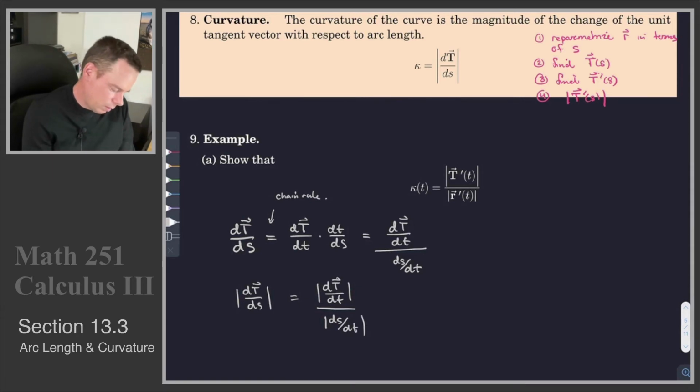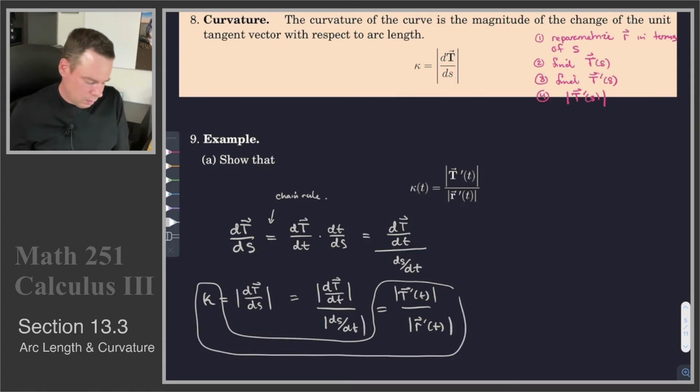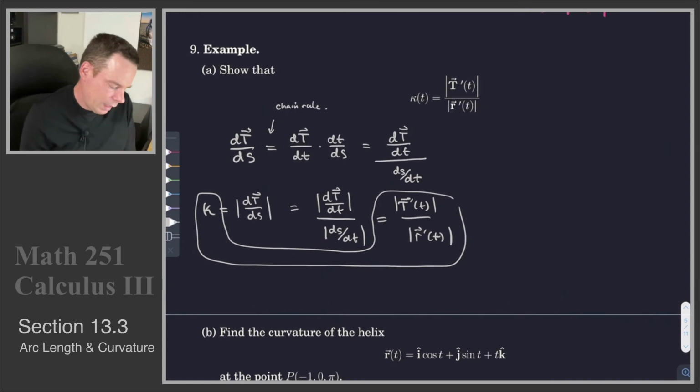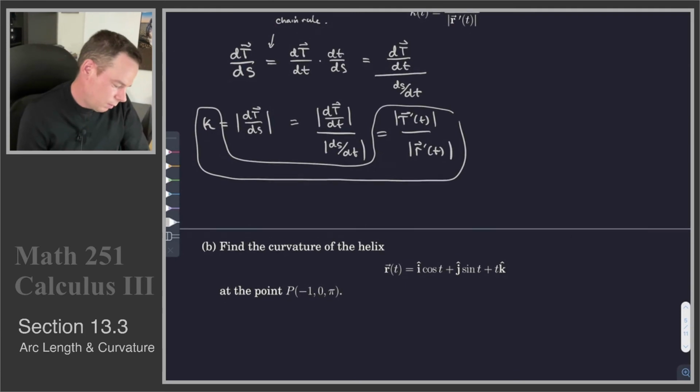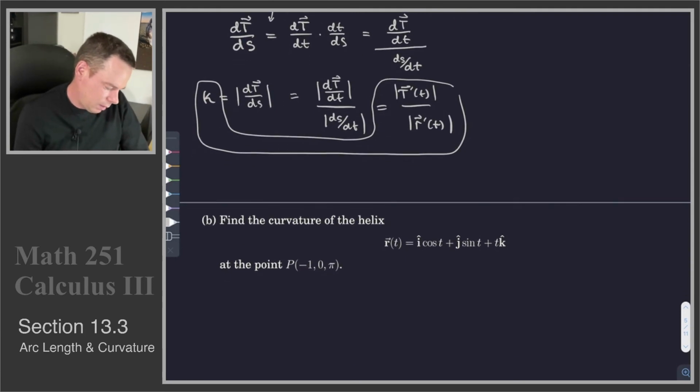And what are these things? Well, the dT/dt, the thing up top, is T prime of t, and that's a magnitude. What is ds/dt? Well, that's the magnitude of r prime of t. And what is this thing over here? The magnitude of dT/ds, that's the curvature, and so there's our formula. So there's a way we can compute curvature without having to go through a re-parametrization. And this is nice. So let's see how we can find the curvature of the helix using this technique.